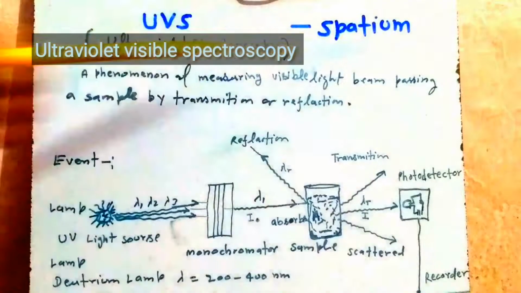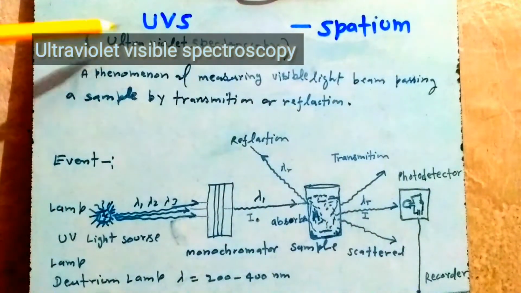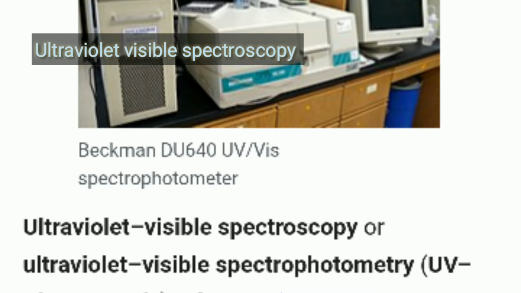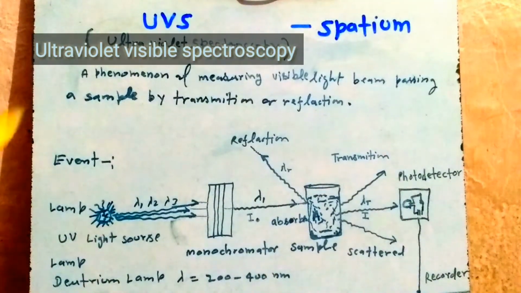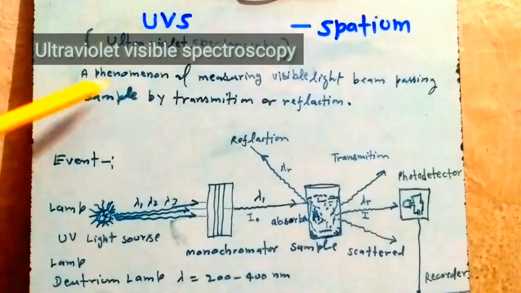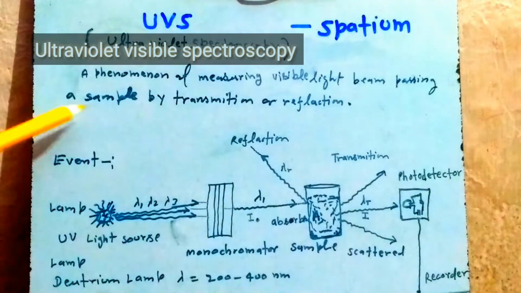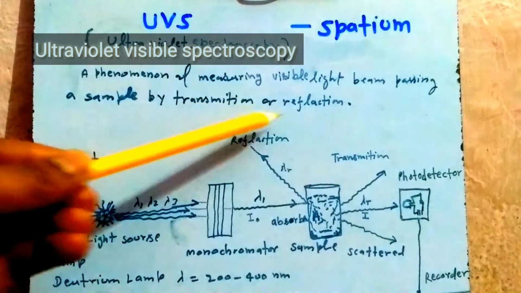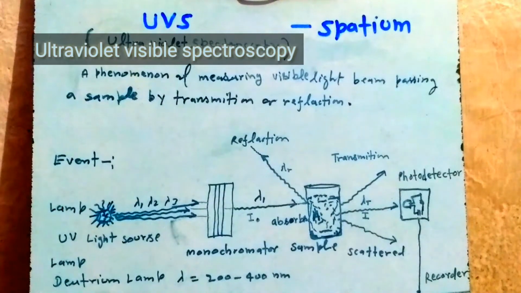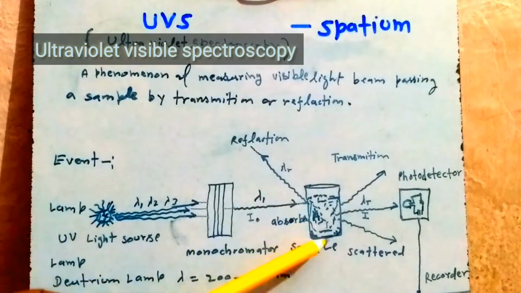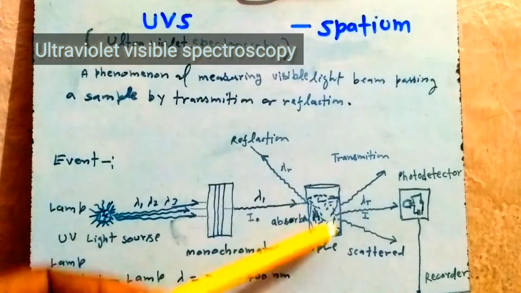Hi, this is Spatium, and today we're going to discuss UVS, ultraviolet spectroscopy, a technique to characterize materials, nanomaterials. In this technique, there is a phenomenon of measuring the ultraviolet beam passing through a sample by transmission or by means of reflection. Let us see, there is a sample which we are going to characterize.